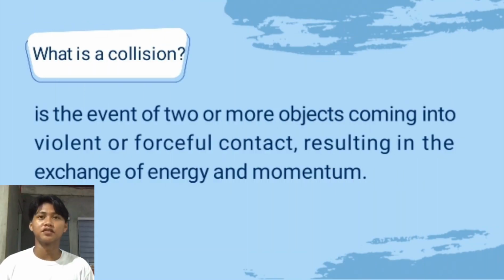What is collision? Collision is the event of two or more objects coming into violent or forceful contact, resulting in the exchange of energy and momentum. So, in simple terms, collision is when an object meets another object. Examples of collision are two billiard balls hitting each other, a basketball hitting the ground, a piece of chewing gum sticking to a shoe.